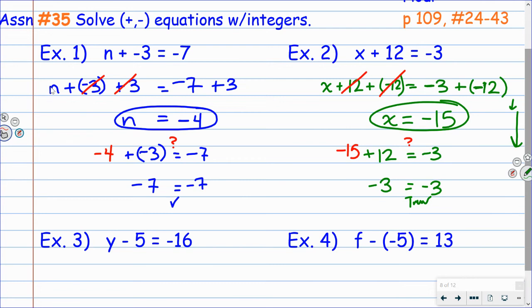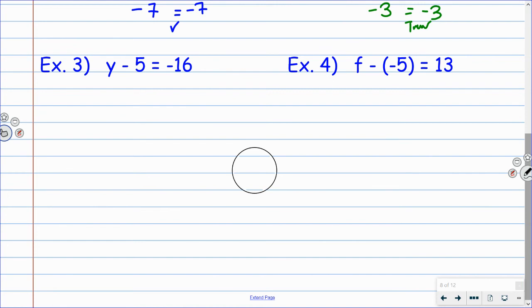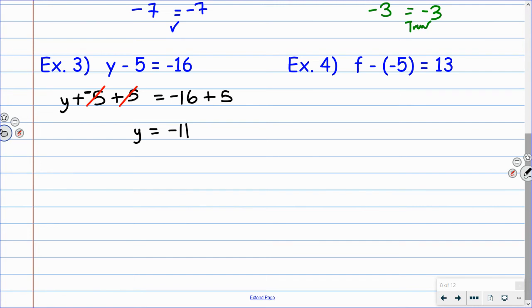All right, so we got a blue example 1, we got a green example 2. Let's go ahead to example 3. I'm going to do this one in black. Now again, I see y subtracting 5, but I'm going to change my subtract to add the opposite. Now how do we get rid of 5 negatives with 5 positives? Naturally, 5 negatives, 5 positives cancel out, leaving us with y is equal to -11, or is it?